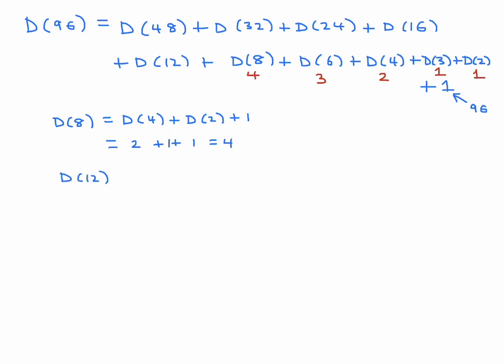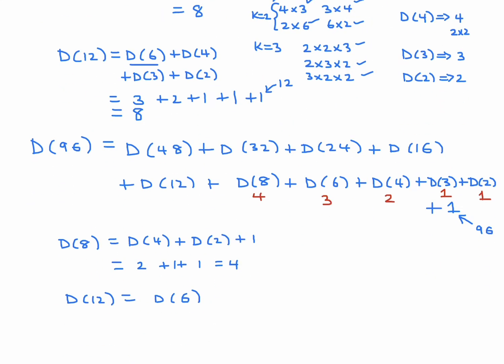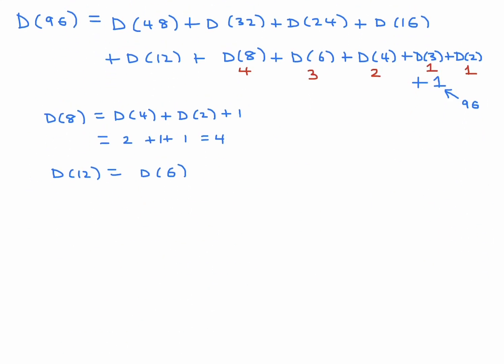And now we have D12. D12 actually we just did. Yeah, we just did D12. So that was 8. Okay. I don't need to go through that whole thing then. It's just 8. So I did that in the primer. Great. So that's 8 right there. All right, moving right along.